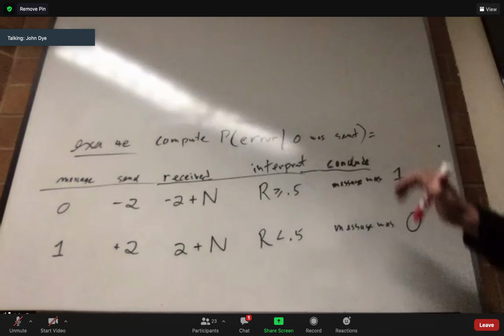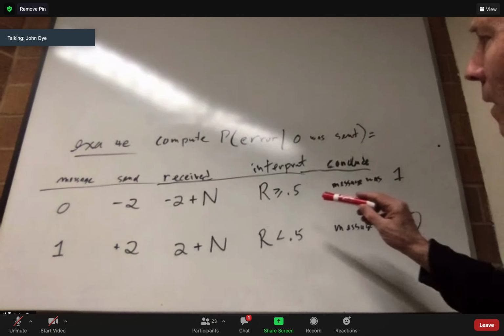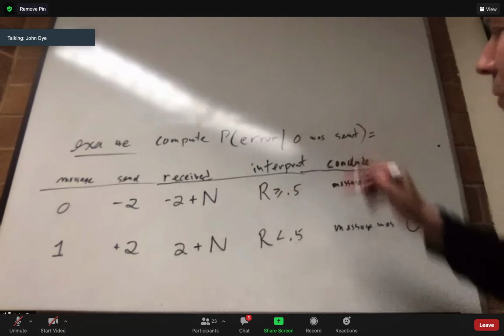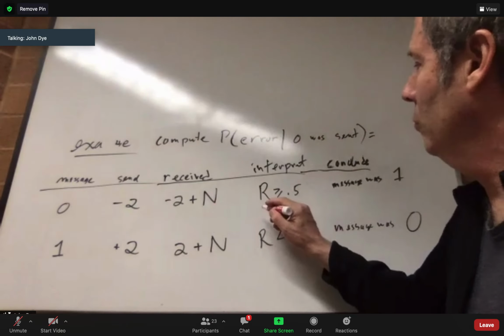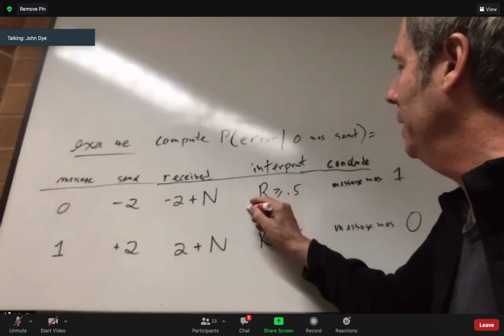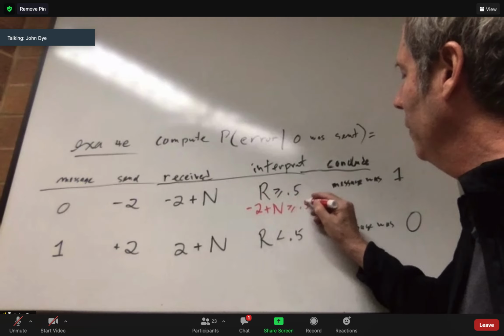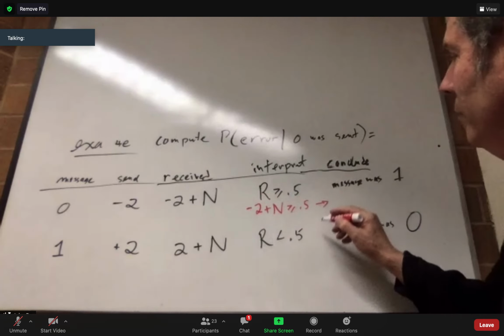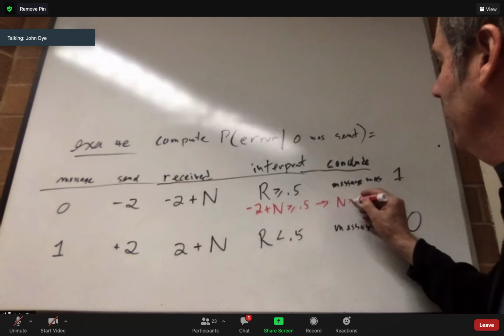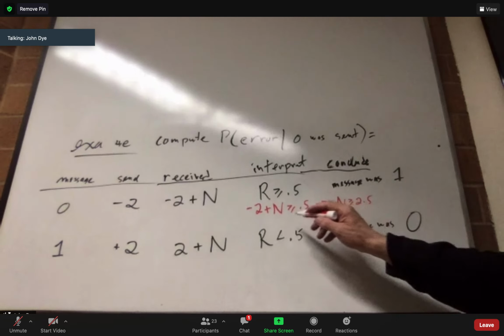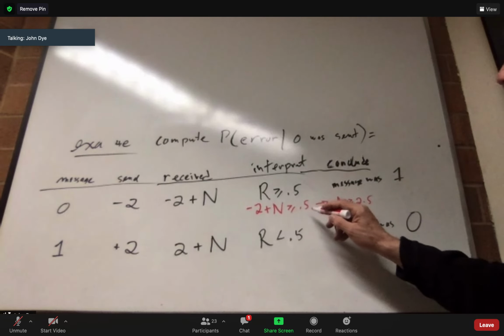Okay, so how do we calculate this? If R is what you received, let's look at this one right here. What does that mean? R, so that's -2 plus n, is greater than or equal to 0.5. That's equivalent to n being greater than or equal to 2.5. We could do this with our table and figure out what this is. So n is greater than or equal to 2.5.